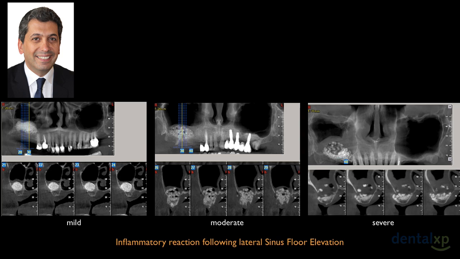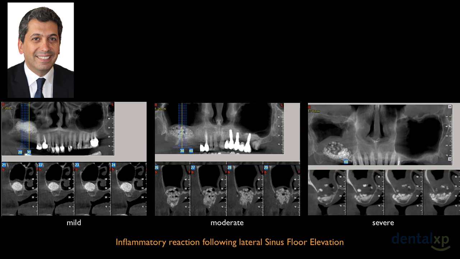And we divided this inflammatory reaction into 3 types of inflammation. Mild, that you can see on the left, is where we had a little bit of thickening of the membrane, but there is no dissociation of the grafting material. Everything is going fine in the sinus.